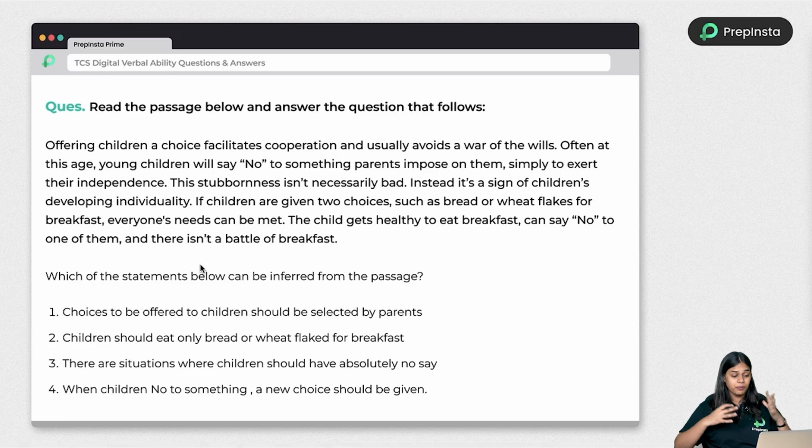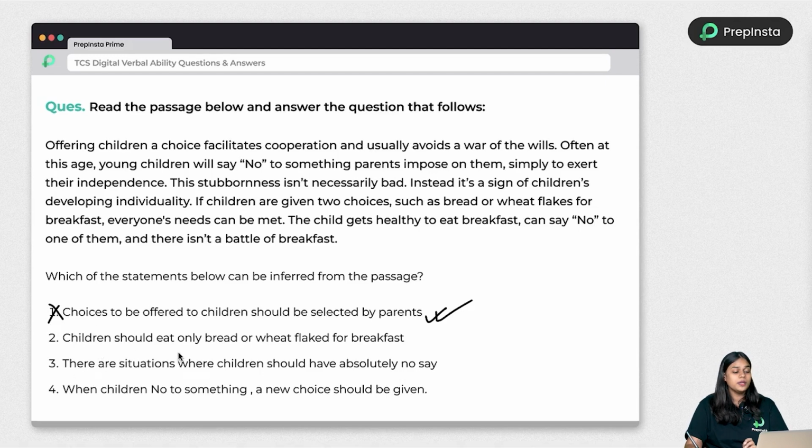So I need a breath, I'm running out of it. Okay, let's see. Choices to be offered to children should be selected by parents. If the parents are in command of selecting choices for the children, how is it going to increase their individuality or independence? Nothing, right? So this option is completely incorrect.